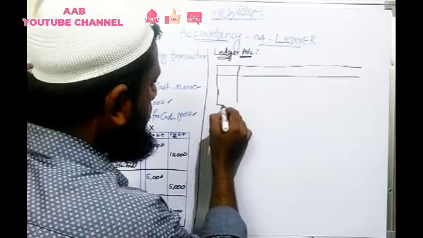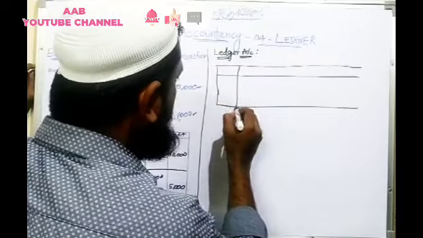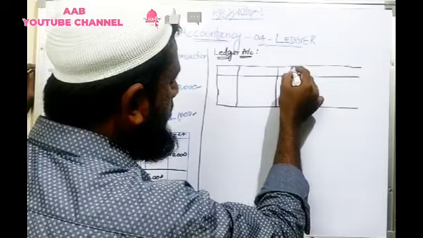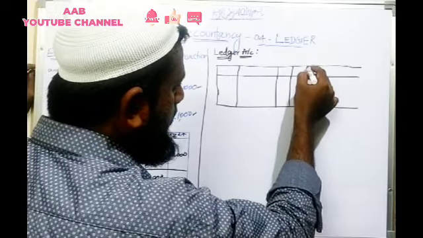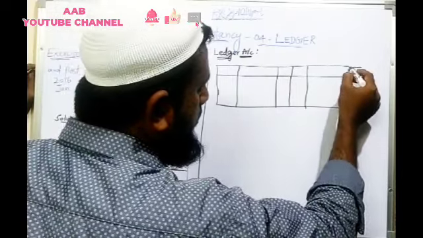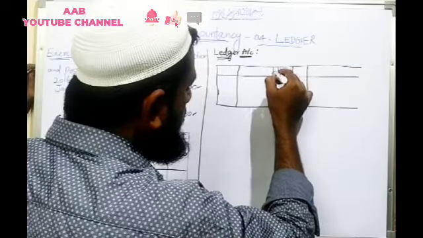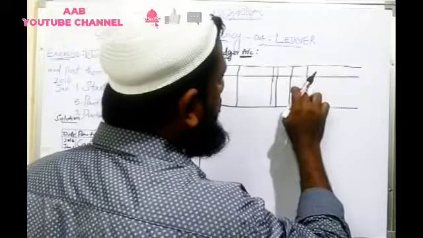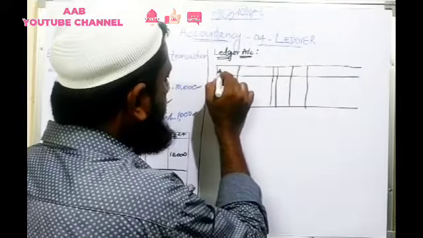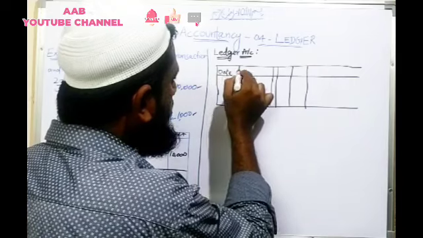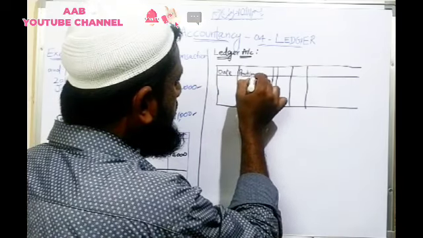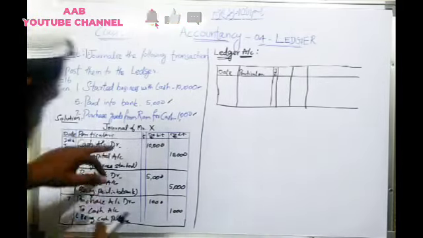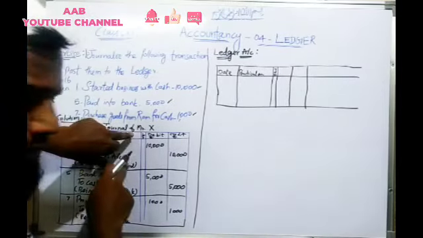Date column. Particulars column. Amount column. Then the JF column. So date, particulars, JF. So what is the meaning of LF?